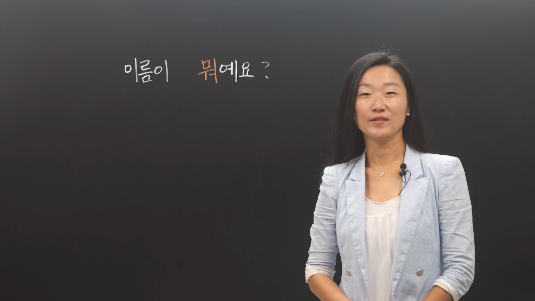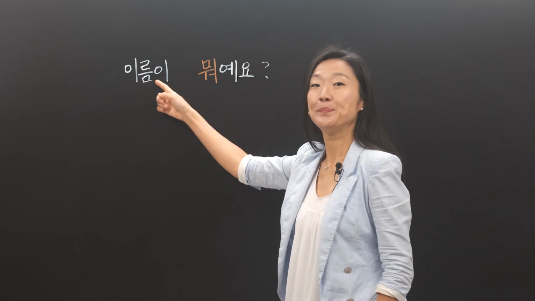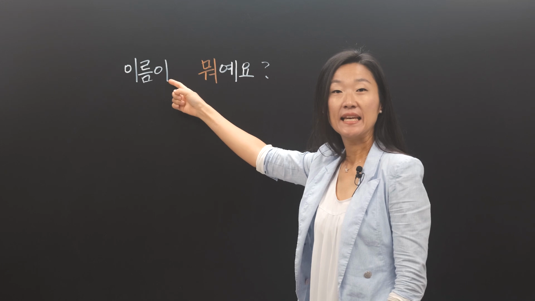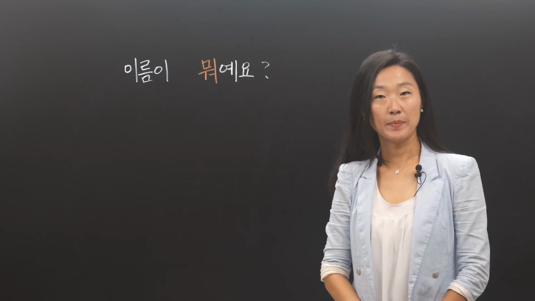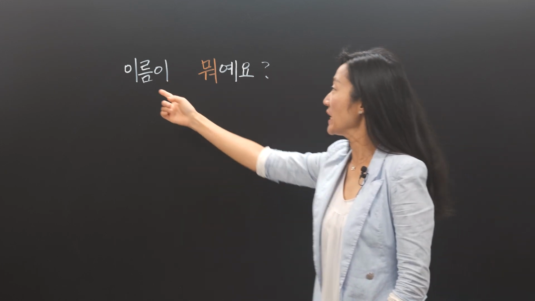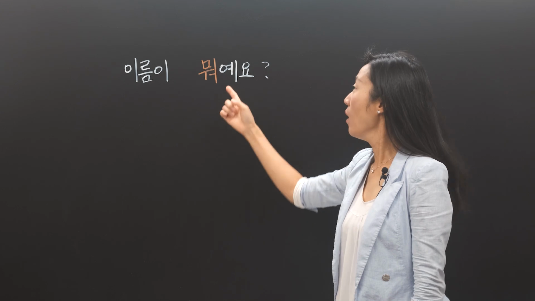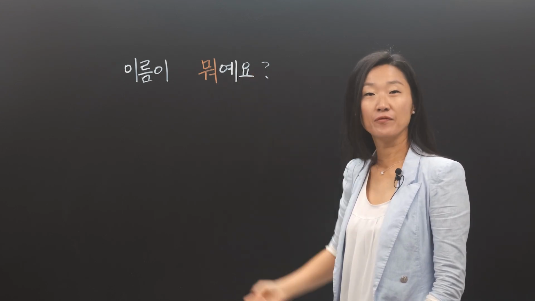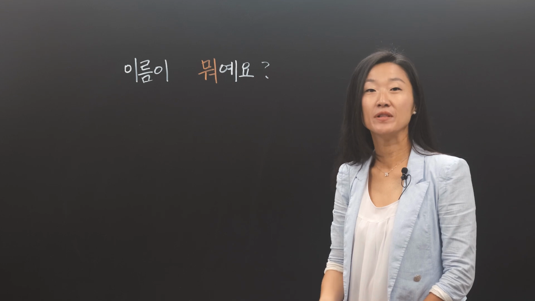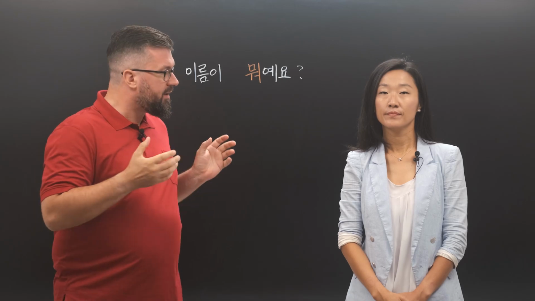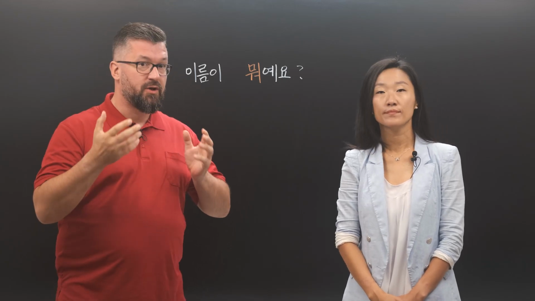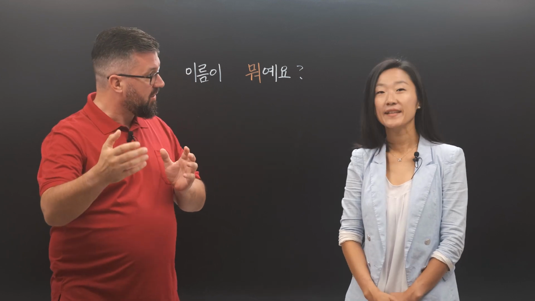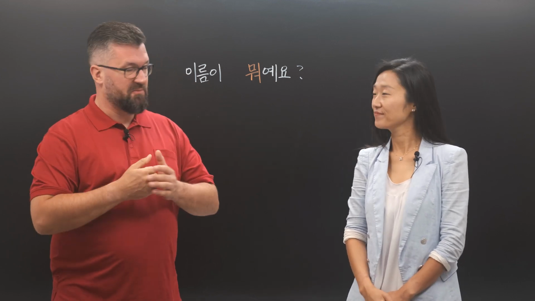Let's break it down. 이름 means name. 이 is the subject particle attached to 이름. 뭐 means what. 예요 is the polite form of to be, used after vowel. So 이름이 뭐예요? Literally means name plus subject particle, what is? Yes. What is your name?